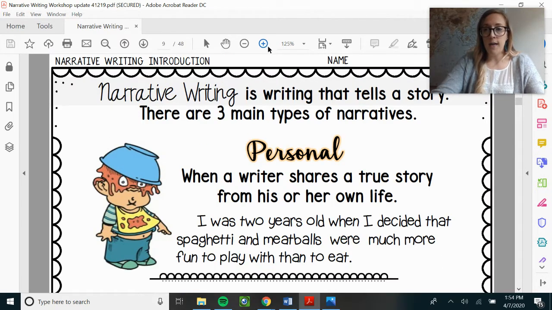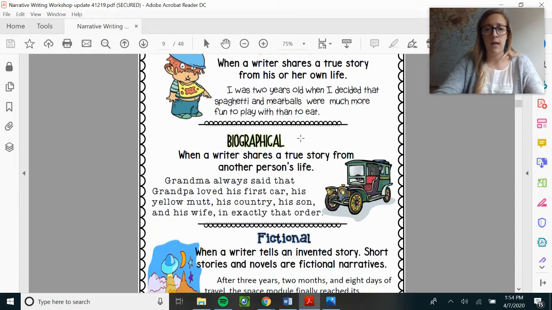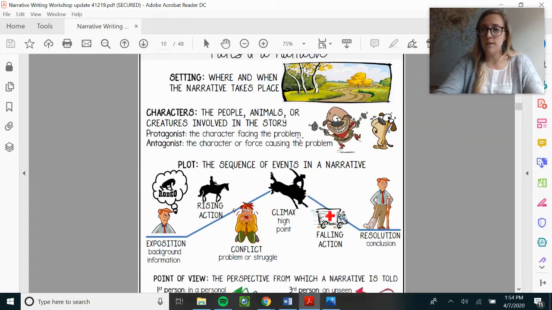Remember, we are writing personal narratives. So there's 3 options, and the ones we're going to be doing are personal. And a personal narrative is when a writer shares a true story from their own life. So that is what we're going to work on today. There are 5 parts of a narrative. Who can tell me one of the parts? Yes. Setting. Good job. Who can tell me a second part?